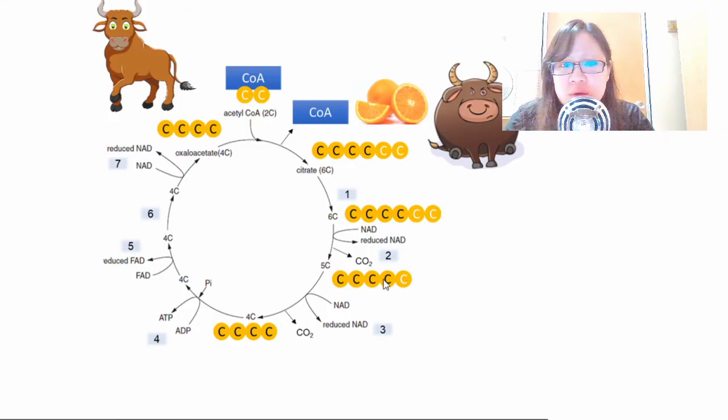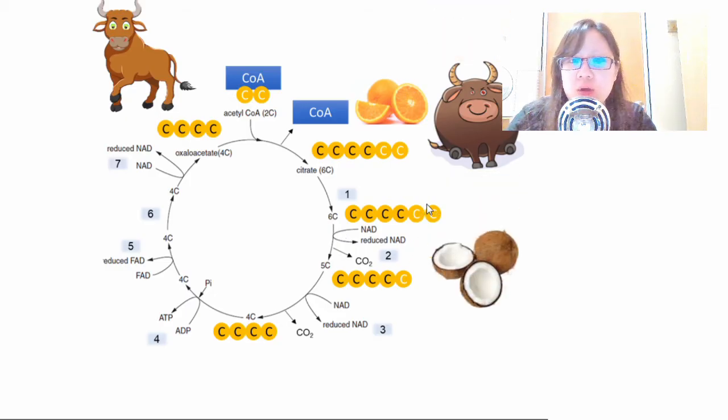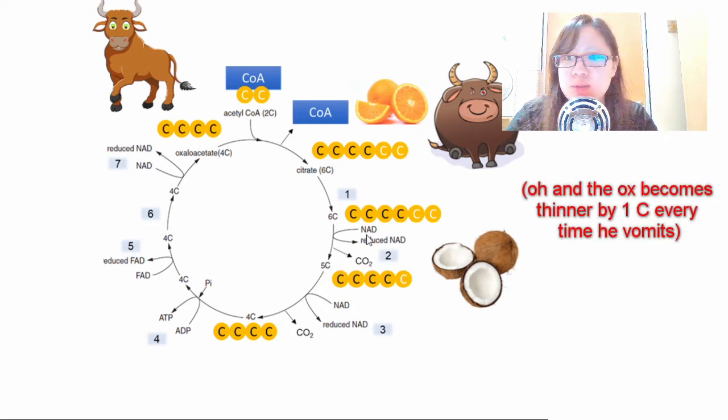But after 2 hours, he started vomiting, strangely enough, coconuts. Get it? Co-nut. So CO2 is produced and NAD is used to produce reduced NAD. And then he vomited another coconut. So CO2, NAD.